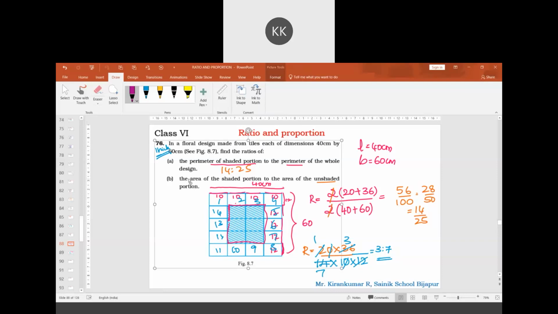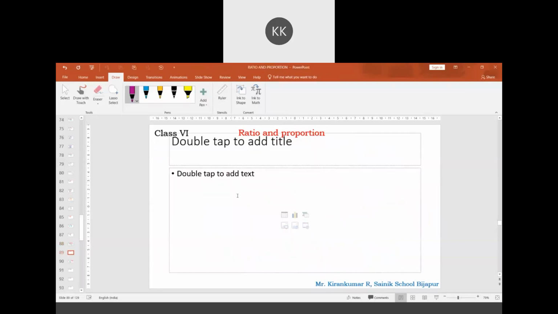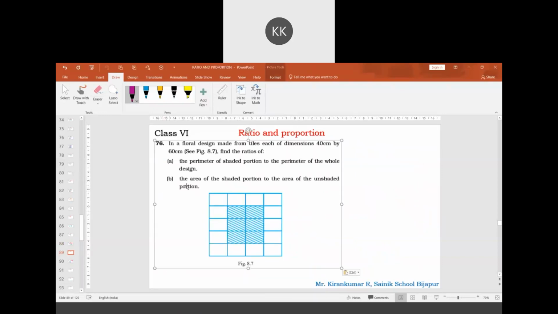So what I do is I'll copy this question, insert a new slide, and here I am going to consider the question. Is that fine? Okay, fine sir. So let me consider this inside one as the floral diagram.